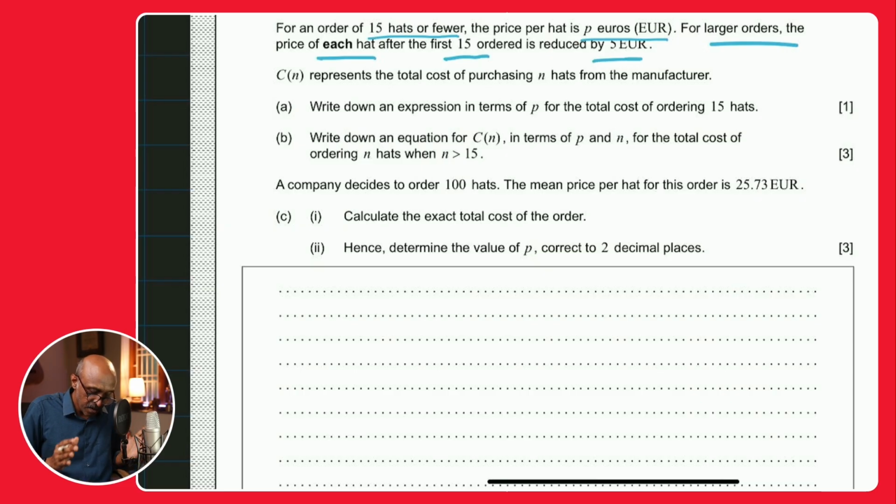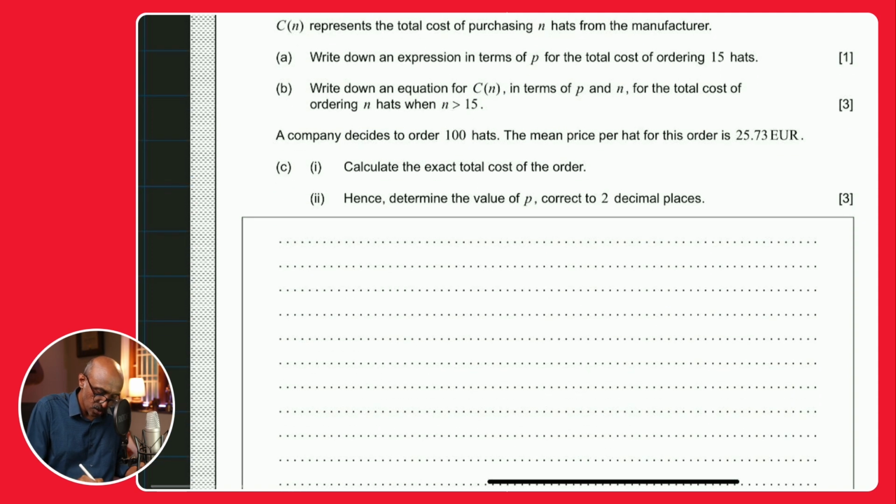Basically, they're saying that for the first 15 hats or fewer, if you're ordering 5, 10, even 15, the price is €P per hat. And anything more than 15, the 16th hat, then the 16th hat alone is reduced by €5. That's the situation. And what they're saying is CN represents the total cost of purchasing N hats. N is the number of hats from the manufacturer.